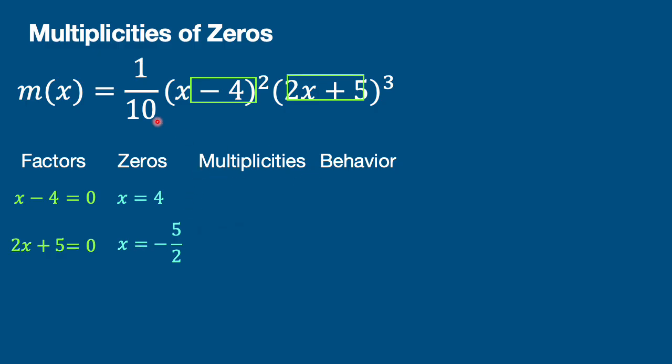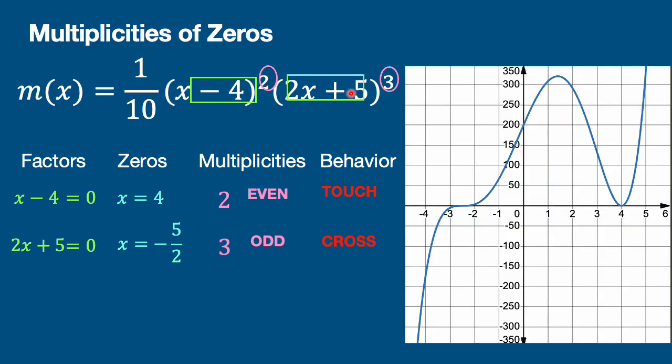Multiplicity: go back to the function, find the factor, check the power. The power is 2, and 2 means an even number, so the behavior is going to be touch. Next factor, 2x plus 5. The power is going to be 3, odd, so it crosses. Can you sketch it?